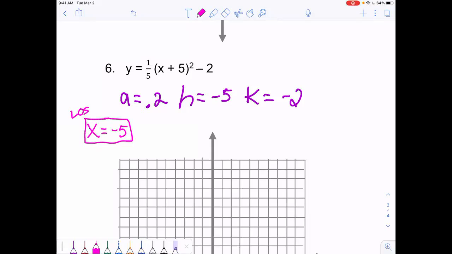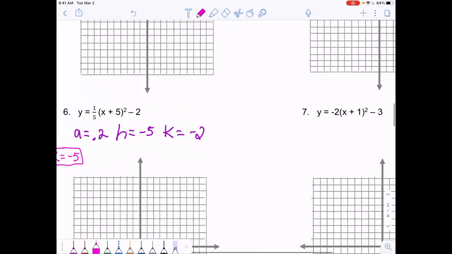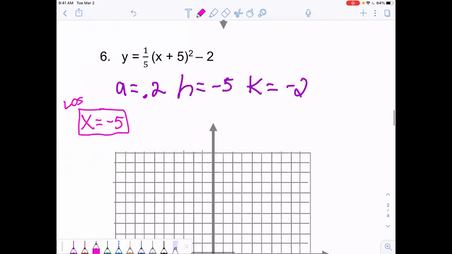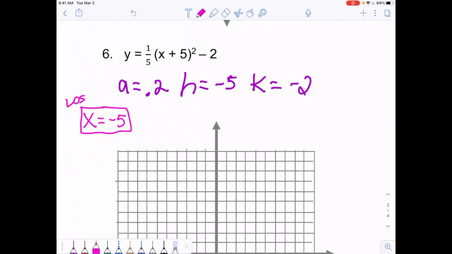Next, we want to find our vertex, which is our max or our min. So in this case, is this going to open up or open down? It's a positive 0.2. Corn? Up. So we know it's going to go up. And when it's up, is it a max or a min? Yeah. And then, Jason, what is our point when it's up min? -5, -2. So that's our second piece of information.